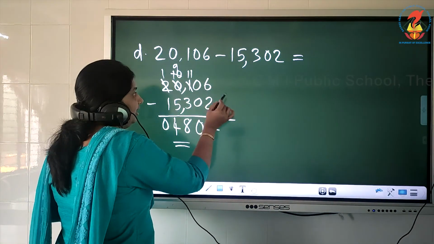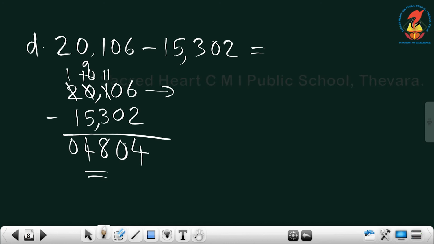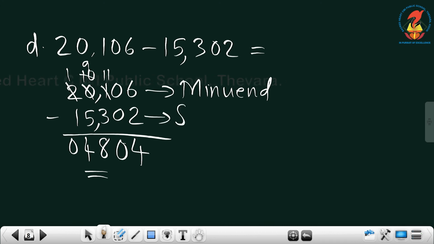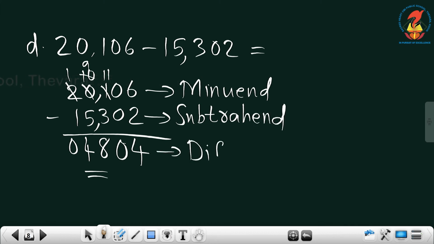Then the answer is what? Did you remember this? This number is called what? Minuend. And this one is called what? Subtrahend. And this one is called what? Difference. The answer in subtraction is called difference.